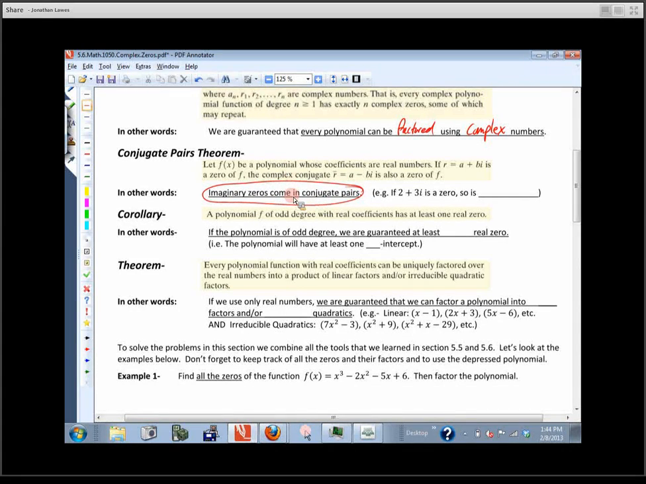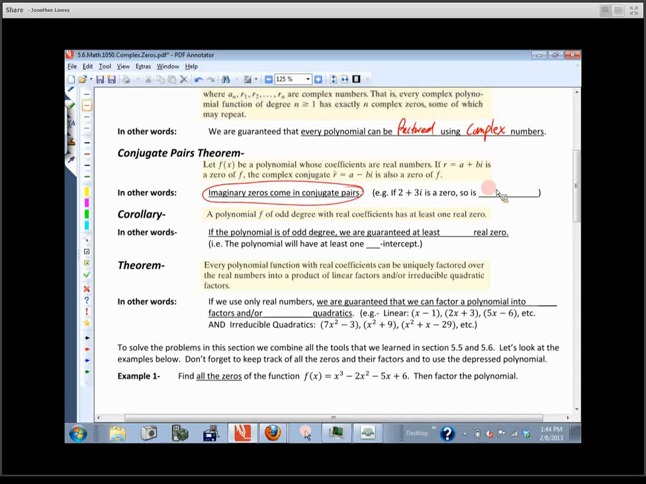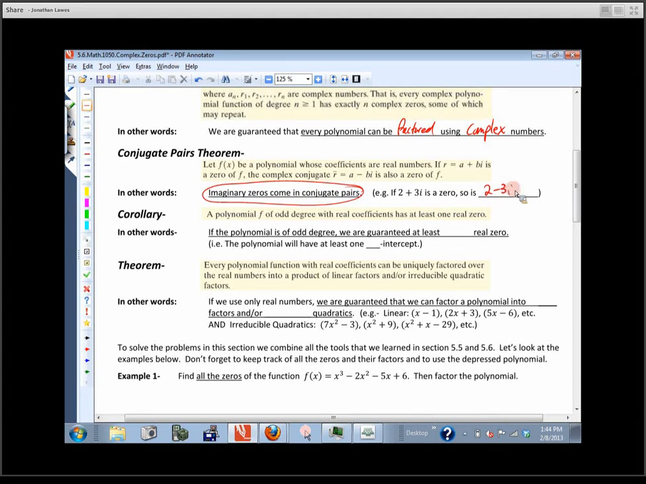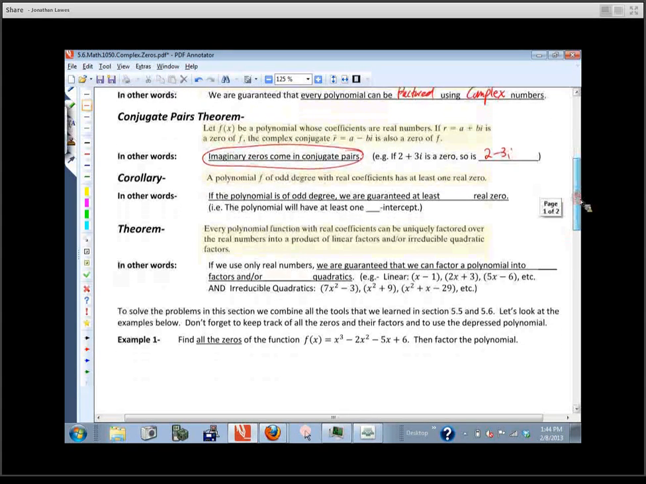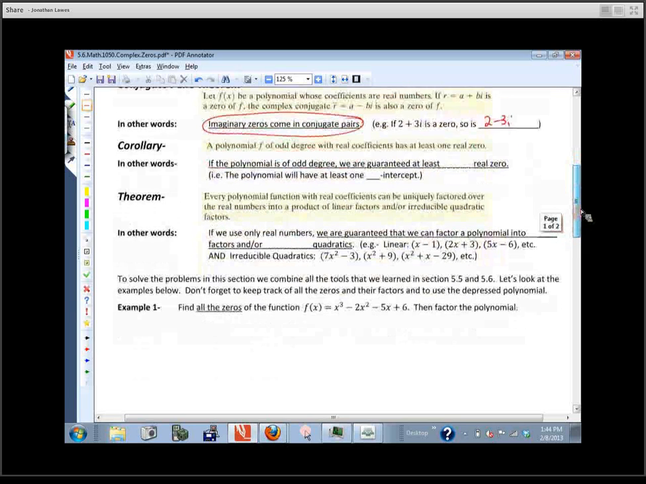All right? So what that means is, if I know that 2 plus 3i is a zero, a root, a solution, an x-intercept, whatever you want to call it, okay? That couldn't be an x-intercept, though, because it's an imaginary number, right? So if 2 plus 3i is a zero, what else is a zero? 2 minus 3i. It's that simple. It's really cool. So if you know one of the imaginary zeros, you've got another one automatically. They always come in conjugate pairs. Forever and ever? Yes, that would be fine.